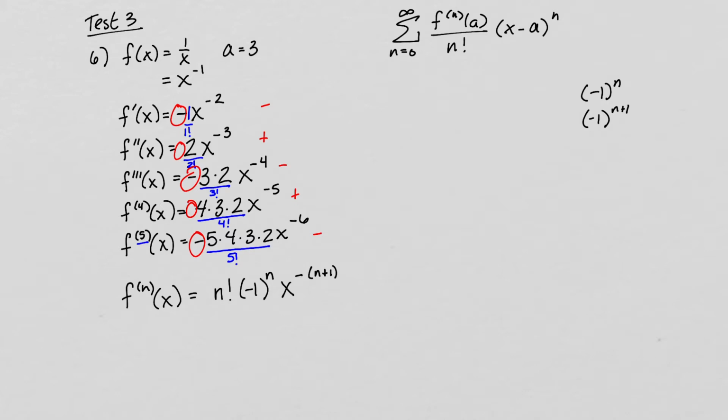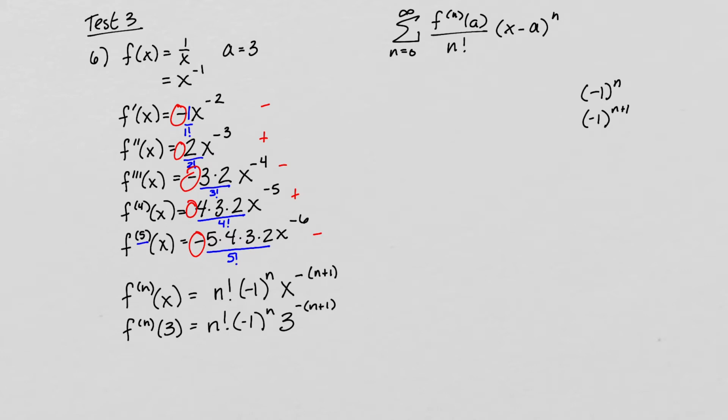Okay, so now I have my pattern. So now all I have to do is find the derivative evaluated at 3, because that's my a value here. So that's going to be n factorial, negative 1 to the n, 3 to the negative n plus 1. And you could leave it as negative n plus 1. If you want to distribute the negative and make it negative n minus 1, that's fine too.